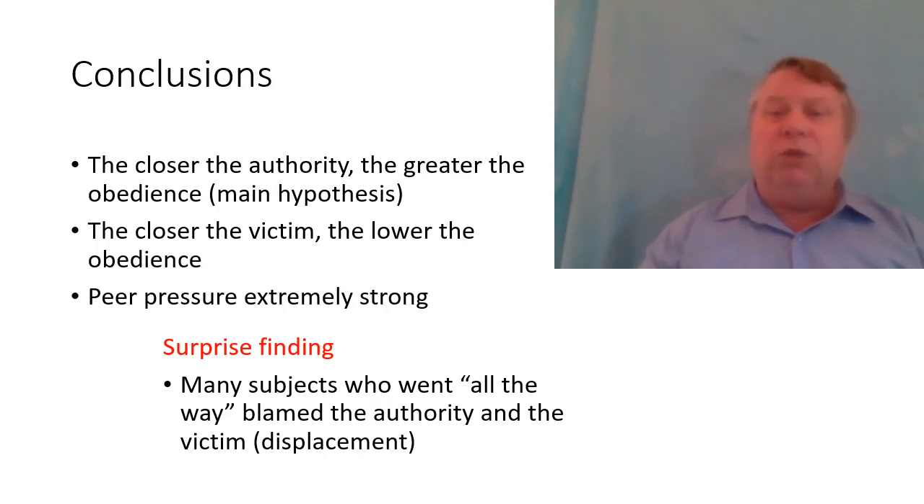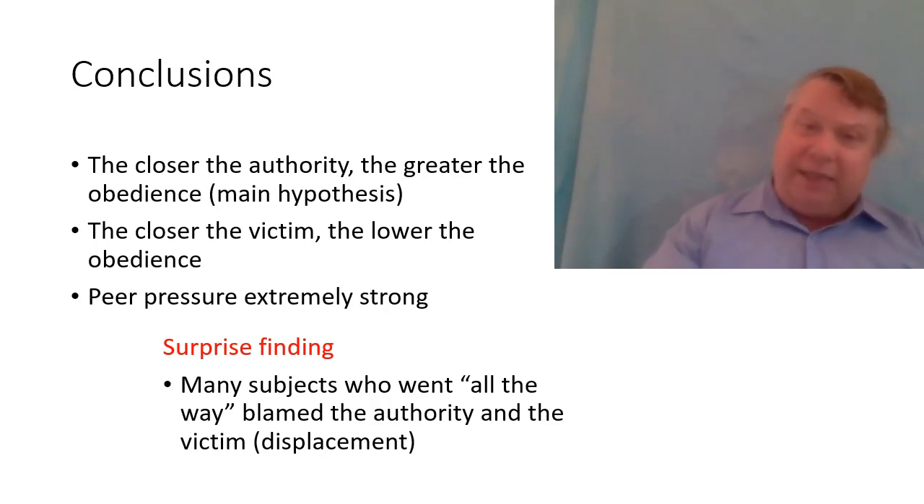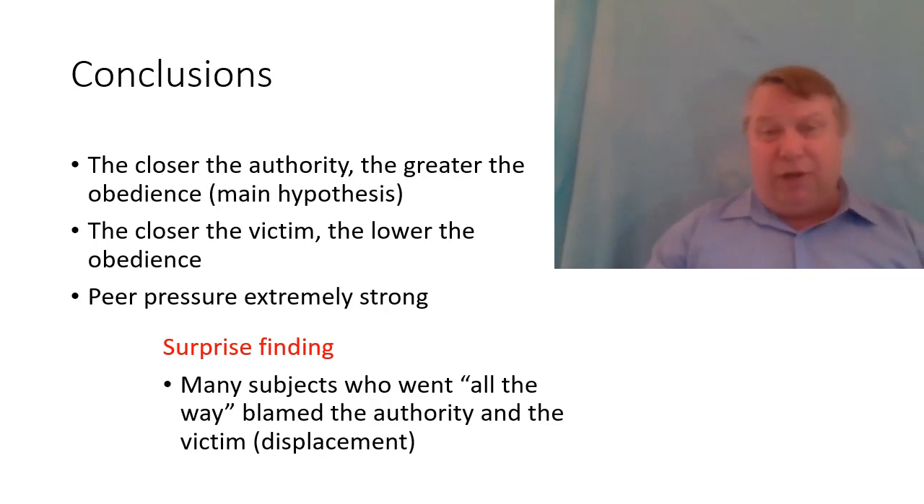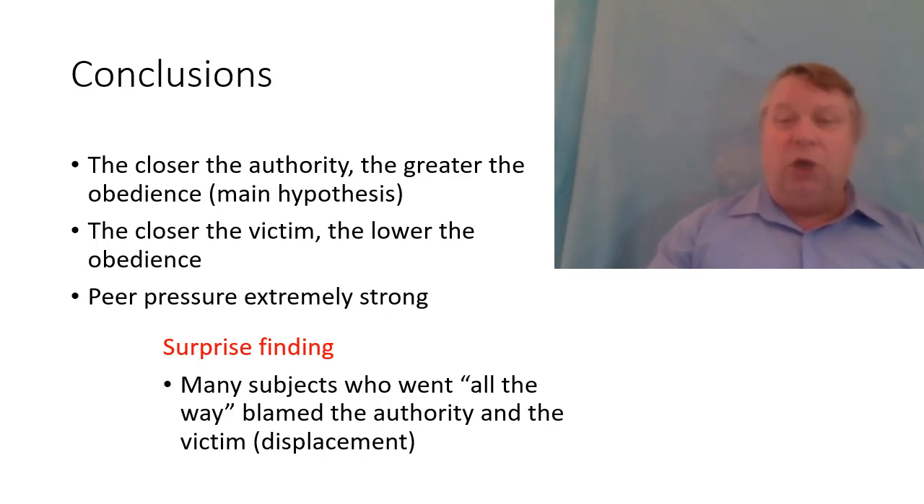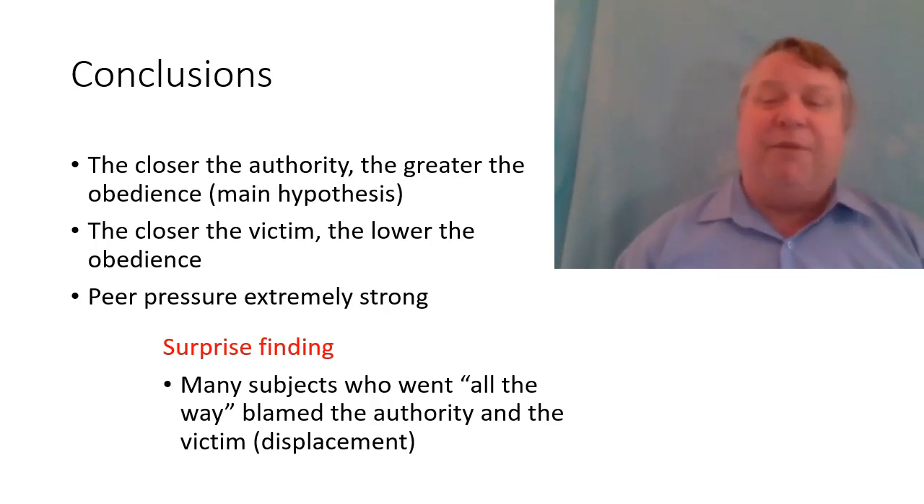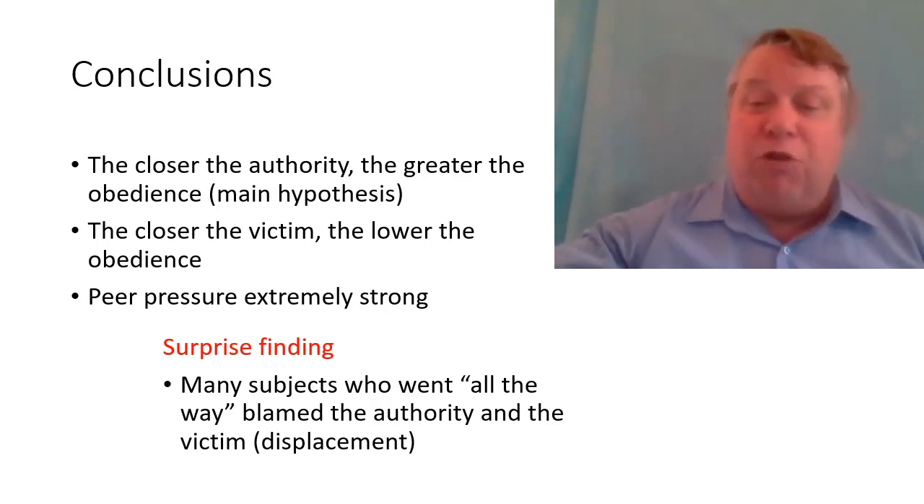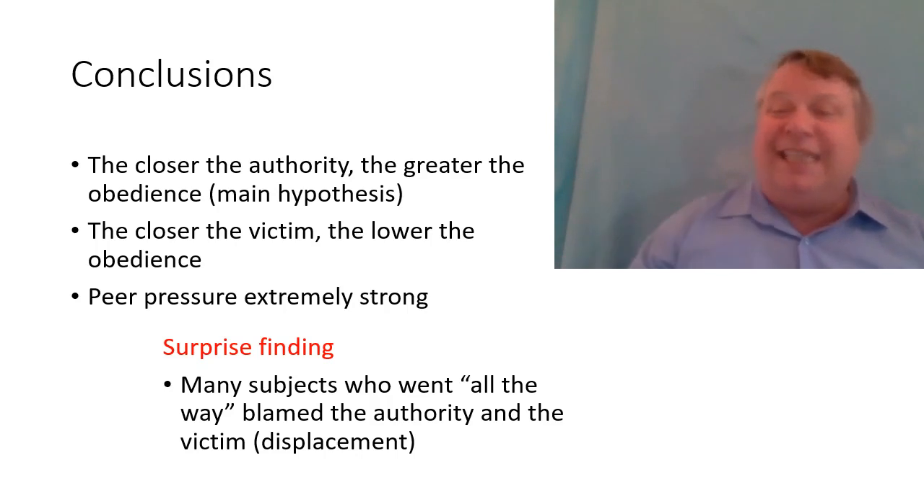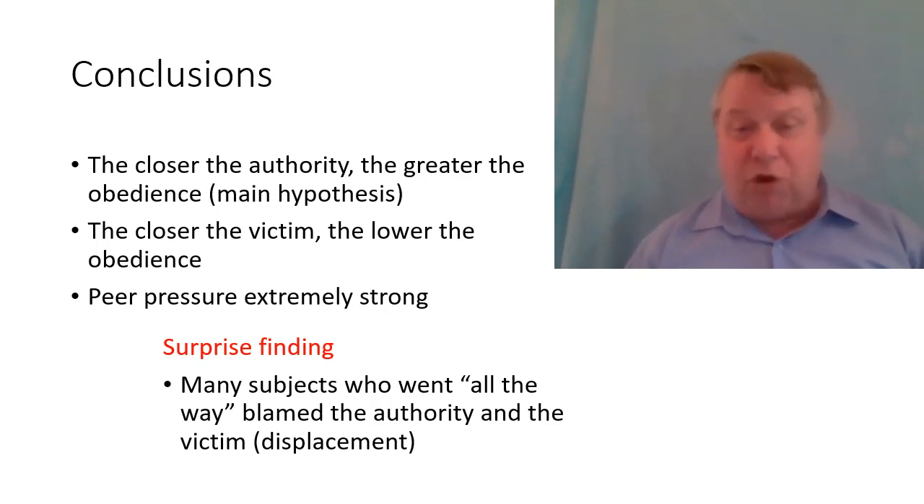On the other hand, the closer the victim, the lower the obedience. So there was a negative correlation. The closer the victim was to the punisher, the lower the obedience. So again, it's a lot easier to punish somebody who's maybe in another room or far away and you can't see the consequences of your behavior. They also found, of course, that peer pressure was extremely strong.